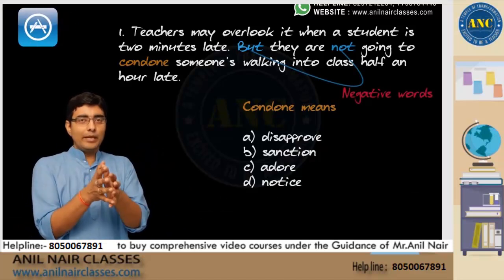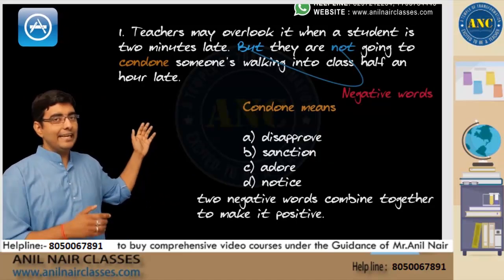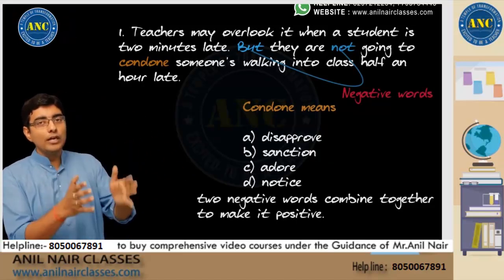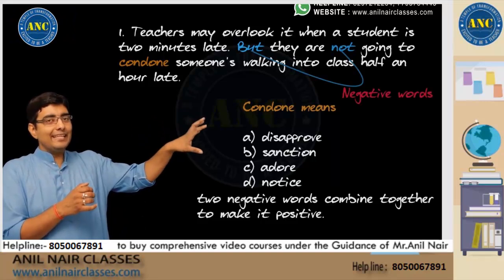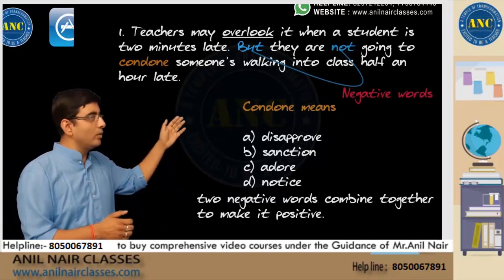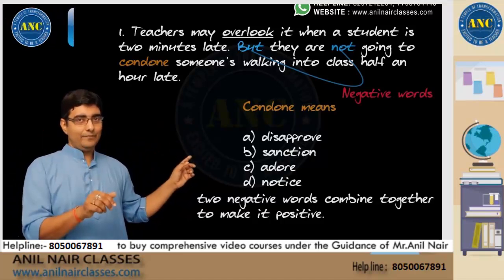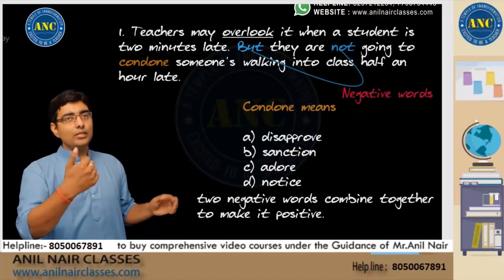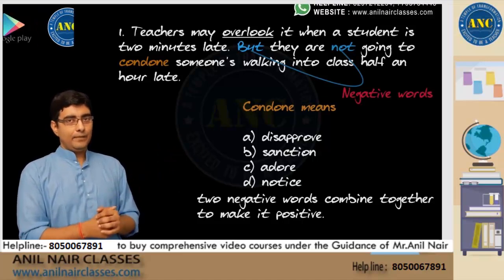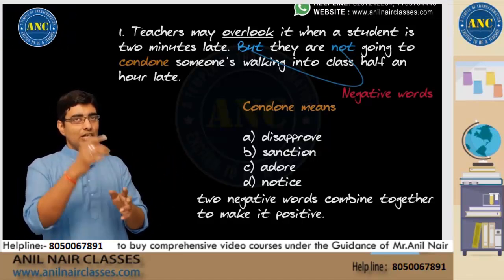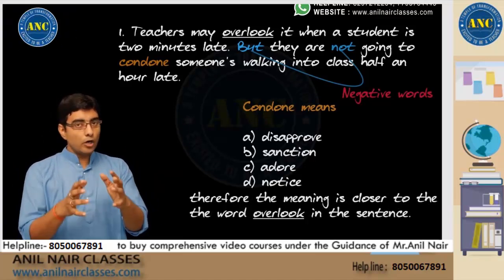So two negative words come together and make it positive, which means in the previous sentence when I said teachers may overlook it when a student is 2 minutes late, that same sense of overlooking should be there in the word condone. Had the word not been there, then the sense would be opposite to overlook. But since the word not is also there on top of but, both of them come together and neutralize each other, and the same sense prevails as that of overlook for condone.